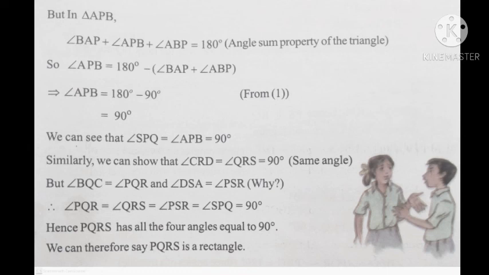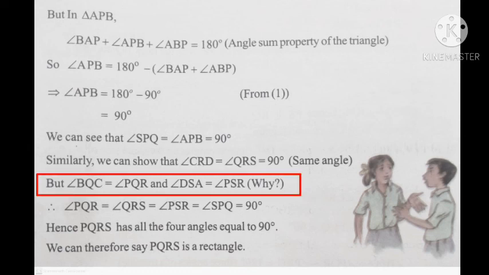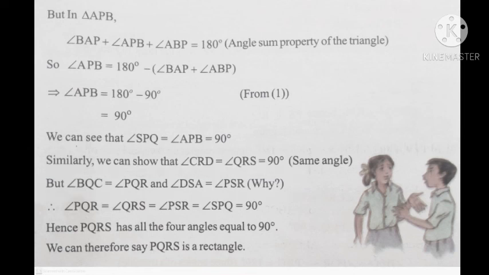Similarly, we can show that angle CRT is equal to angle QRS is equal to 90 degrees, same angle. But angle BQC is equal to angle PQR and angle DSA is equal to angle PSR because vertically opposite angles. Observe the picture. Therefore, angle PQR is equal to angle QRS is equal to angle PSR is equal to angle SPQ is equal to 90 degrees. Hence, PQRS has all four angles equal to 90 degrees. So, we can say that PQRS is a rectangle because each angle in a rectangle is 90 degrees.